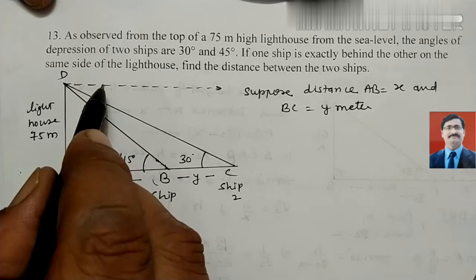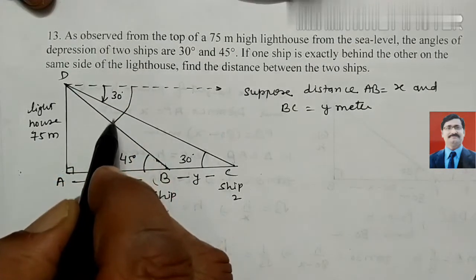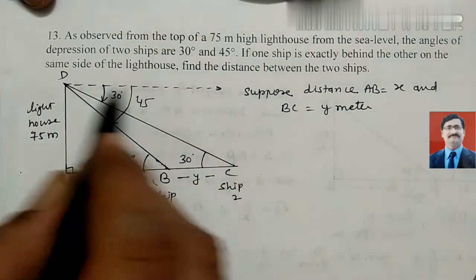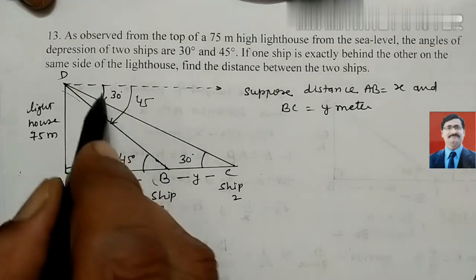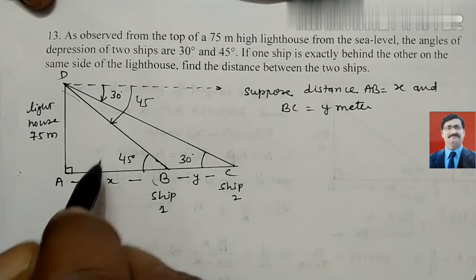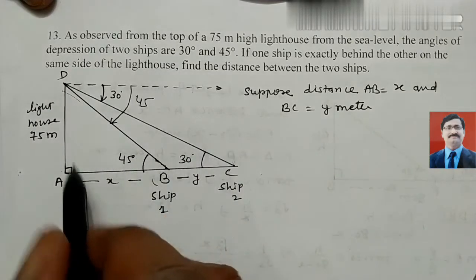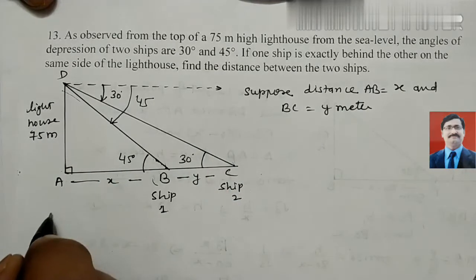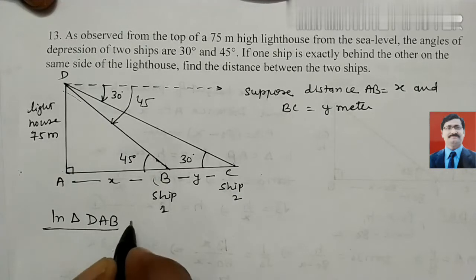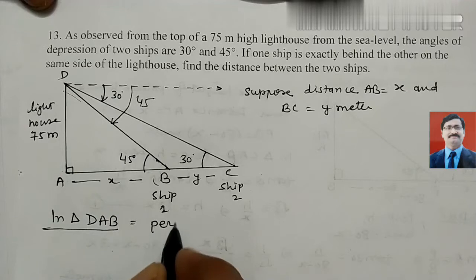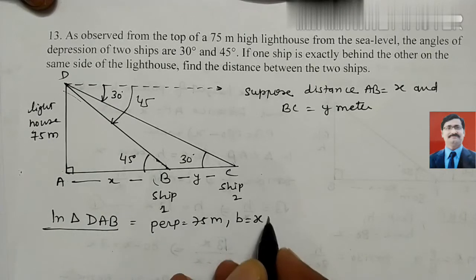Here the angles of depression are given to you. This angle is 30 degrees and this angle is 45 degrees. So these are alternate angles, so this will be equal 45 degrees, and this will be equal 30 degrees. Now first of all we can write this triangle DAB. In triangle DAB, the perpendicular is 75 meter and the base is x meter.